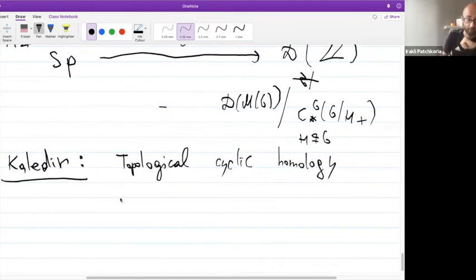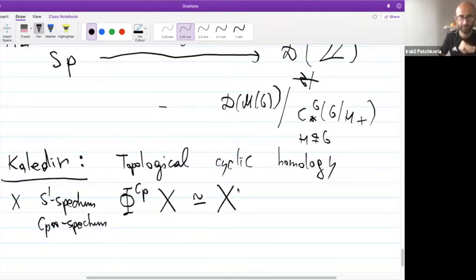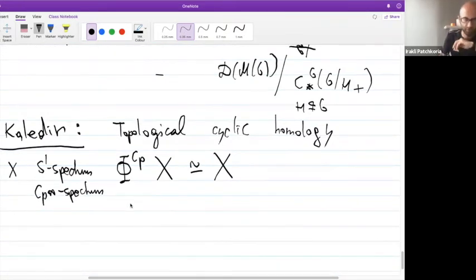So in this topological cyclic homology situation, you often look at spectra, and let me not specify with what action, but usually it's either S1 spectra or CP infinity spectra. One of those. You look at these things so that the geometric fixed points of X is equivalent to X itself. And what Khaledin was after, because of some of his constructions, was to see what's the algebraic version of cyclotomic spectra.